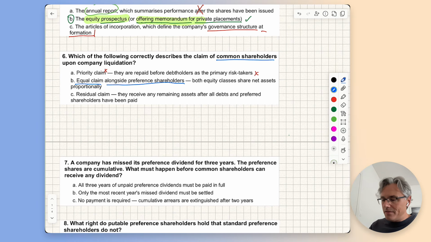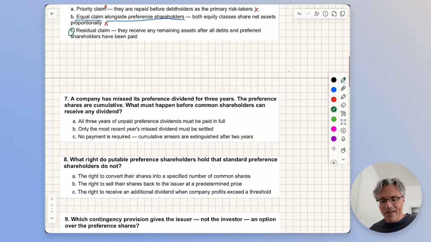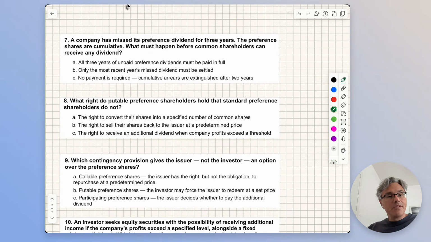They do indeed, so that's wrong. They do indeed come at the very end. They get the residual claim. They receive any remaining assets after all debts and preferred shareholders have been paid. That's generally the idea. Now, number 7.